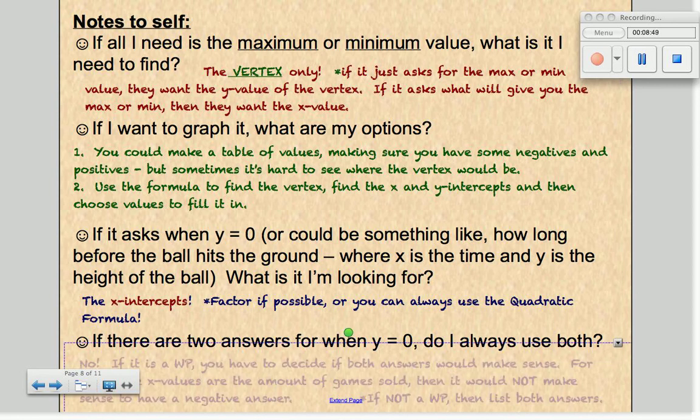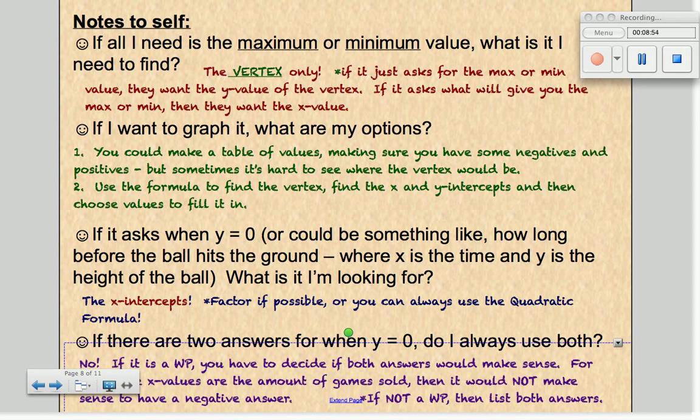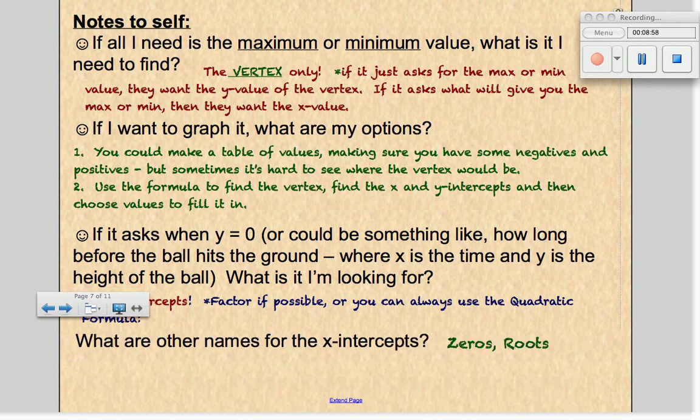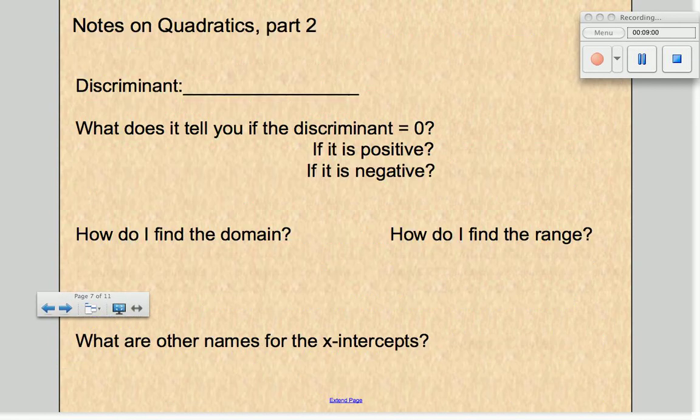And so if you get 2 answers, so if it asks you when the ball is going to hit the ground and there are 2 answers, how do you know if they are both right?